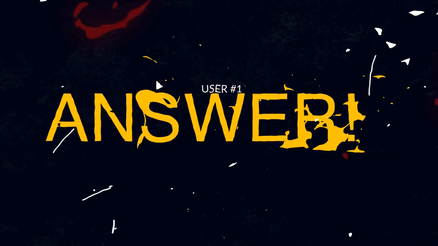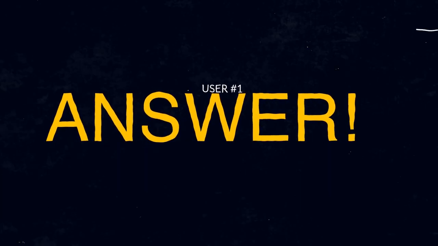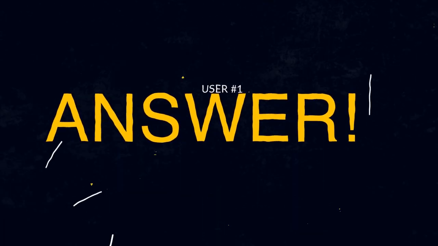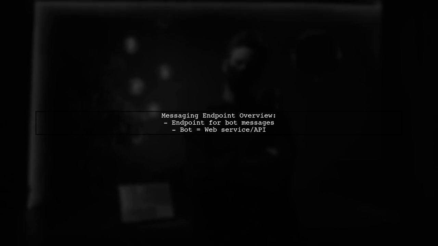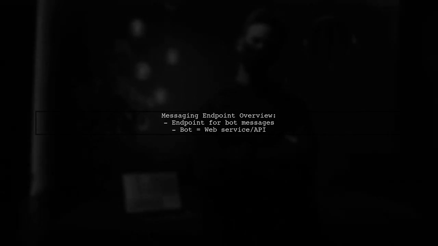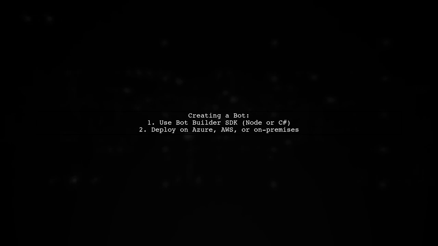Let's now look at a user-suggested answer. Your messaging endpoint is where messages are sent to your bot. Essentially, a bot is a web service that acts as an API for accepting messages. You create a bot using the Bot Builder SDK, either in Node or C#. Then you deploy it on a hosting service like Azure or AWS.